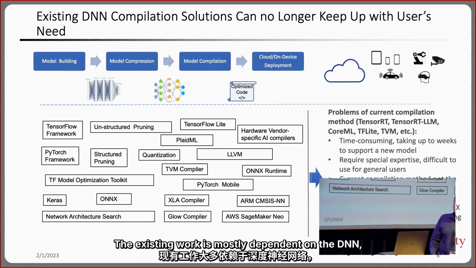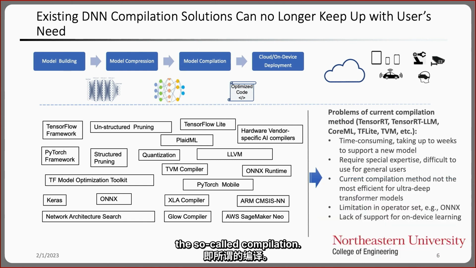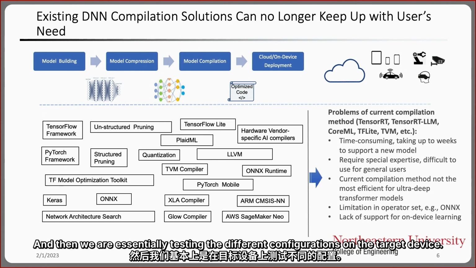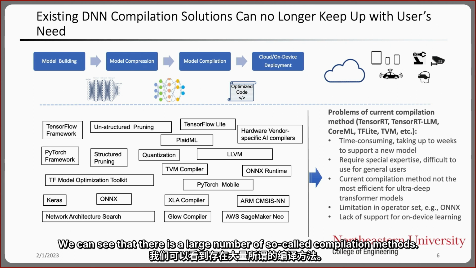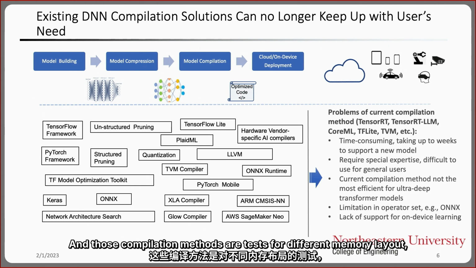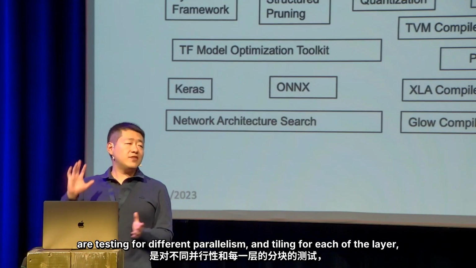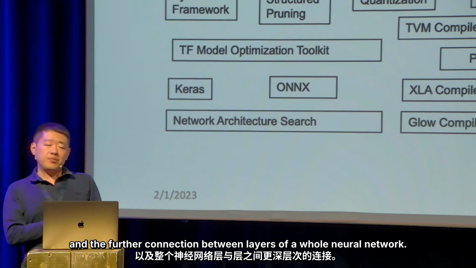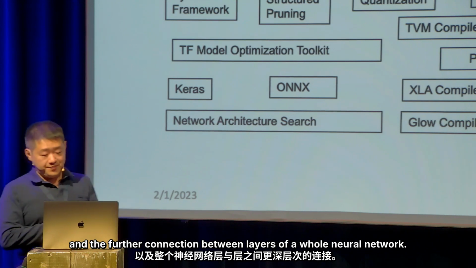Existing work is mostly dependent on DNN compilation. With compilation, starting from a model, we test different configurations on the target device. There is a large number of compilation methods, and they test different memory layouts, different parallelism, tiling for each of the layers, and the connections between layers of a whole neural network.